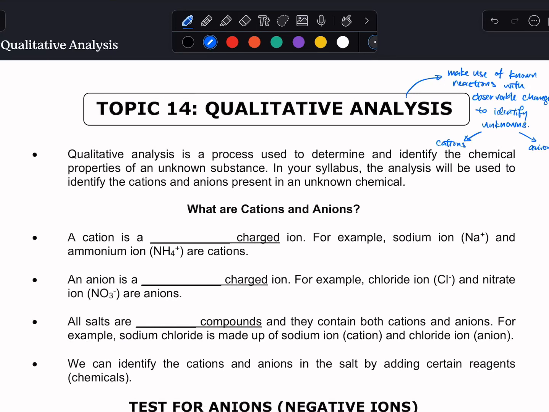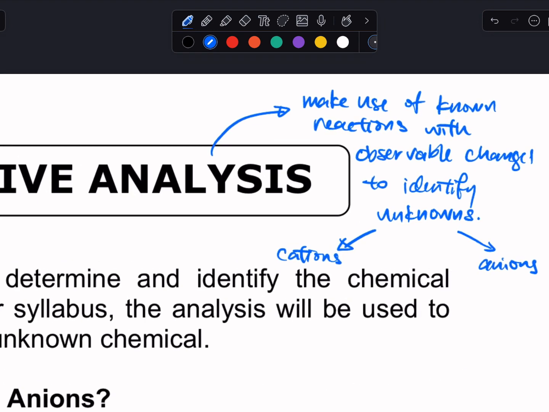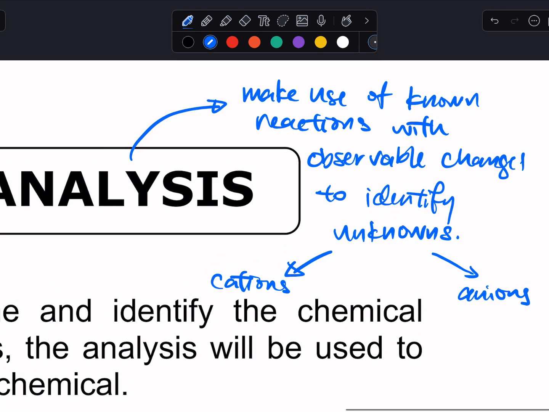Okay, so this is a screencast for qualitative analysis. Broadly speaking, what is qualitative analysis? We want to make use of known reactions that have observable changes for us to identify unknowns. So in the case of qualitative analysis in your syllabus, there is identifying cations and anions.